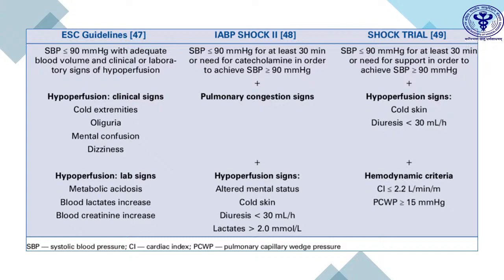With hypoperfusion signs, which include cold skin and urine output less than 30 ml per hour, a hemodynamic criterion has been added to it, which is cardiac index. Cardiac index, as we define it, is cardiac output divided by the body surface area, which is less than 2.2 liters per minute per meter square, and a pulmonary capillary wedge pressure more than 15.